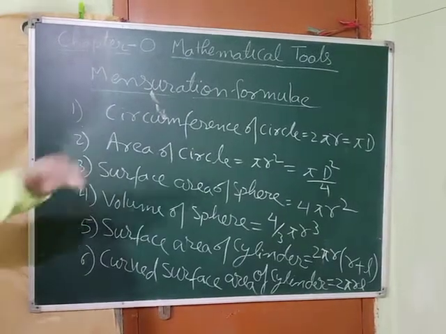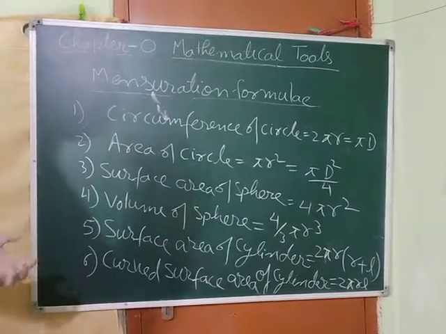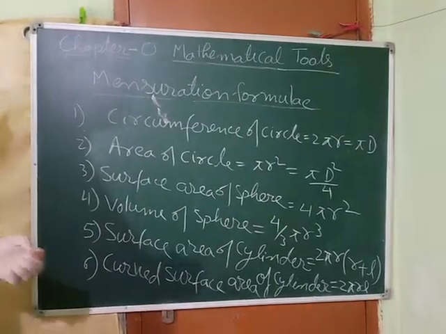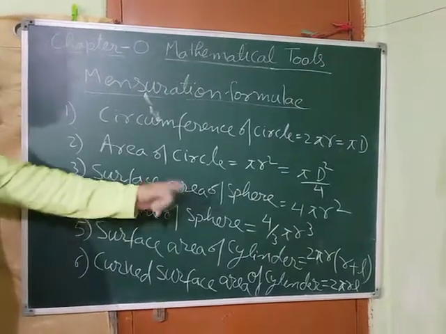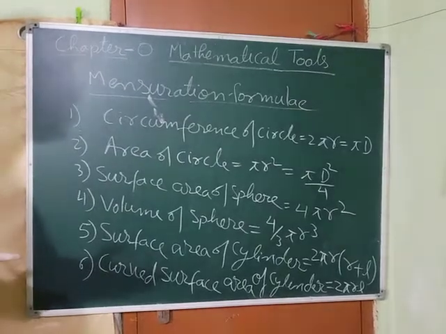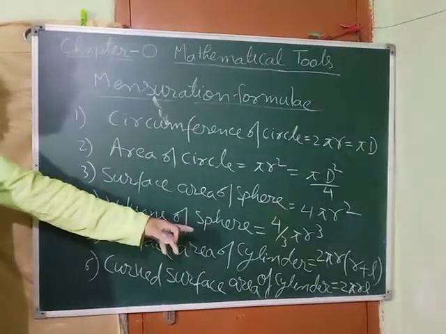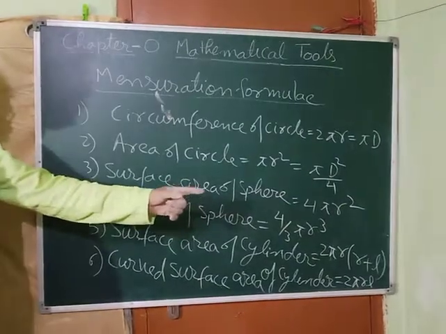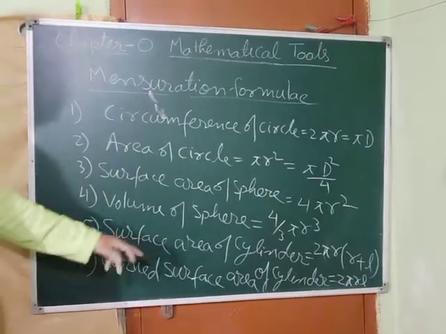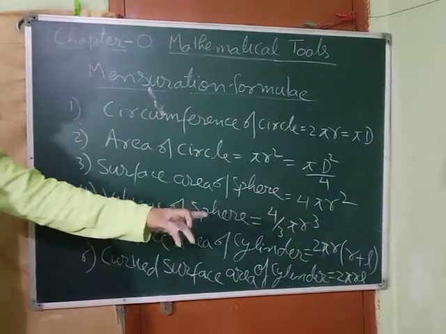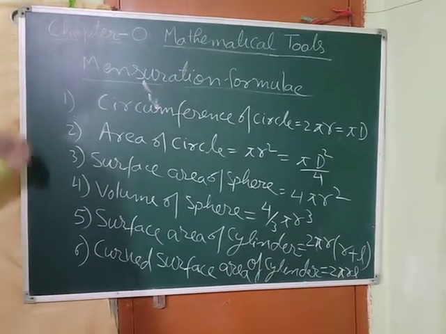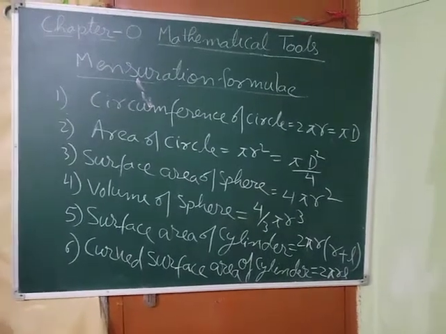If it is a hemisphere, then it will be 2 pi r square plus pi r square, that is 3 pi r square. Now, volume of a sphere is 4 by 3 pi r cube. If it is a hemisphere, then it will be 2 by 3 pi r cube. Surface area of cylinder is 2 pi r in bracket r plus l. This is the total surface area. Curved surface area of cylinder is 2 pi r l. So these are certain formulas. We have some more formulas. Note it down first.